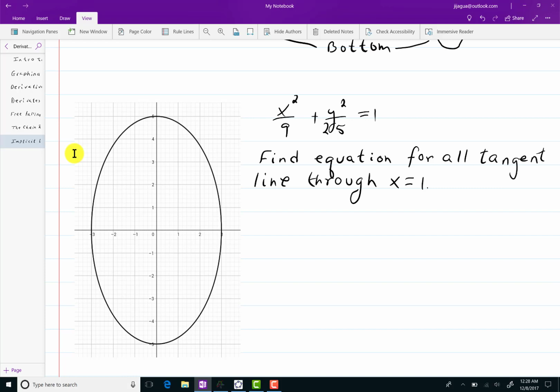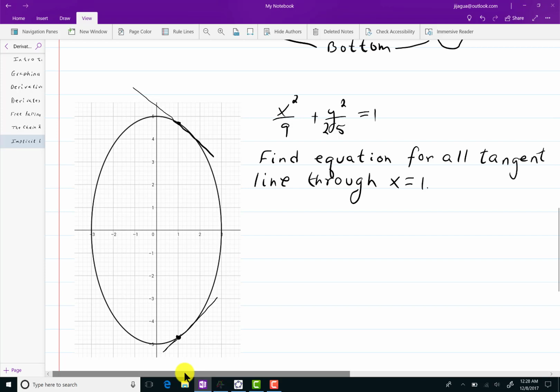So if I look at x equals 1, I can see that, let me use the mouse to highlight this. When x is 1, if I go straight up to the graph, I have a spot here that will have a tangent line. And the tangent line will almost certainly have a negative slope. Okay. Now if I go straight down, there's another one for the same x value. And that one will most certainly have a positive slope.